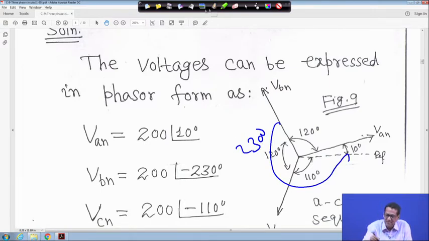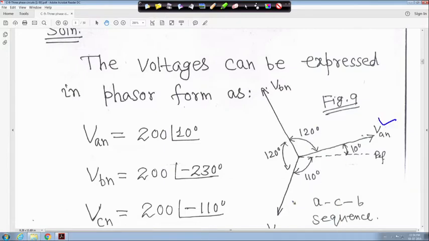Now if you see the angle between A, B and C, the angle between VAN and VBN, 110 and 10, is 120 degree. Now if you look at C and B, you will get 120 degree. Here also, between these it is 120 degree. That means your phase sequence is ACB.